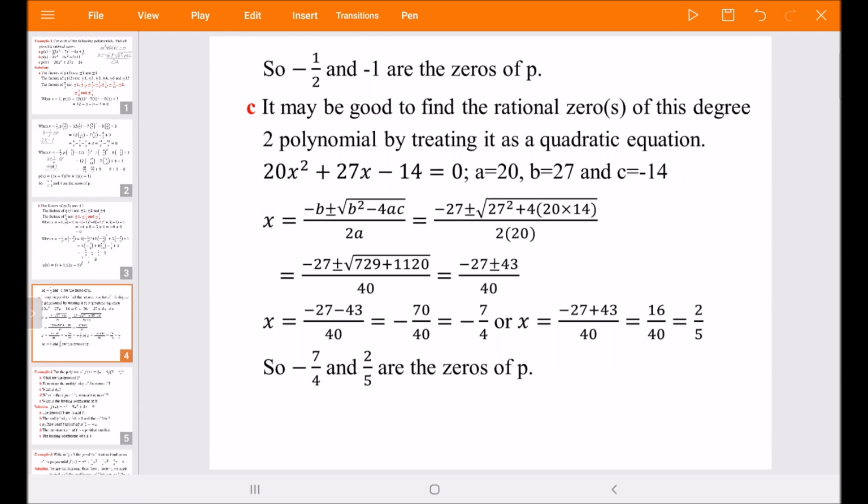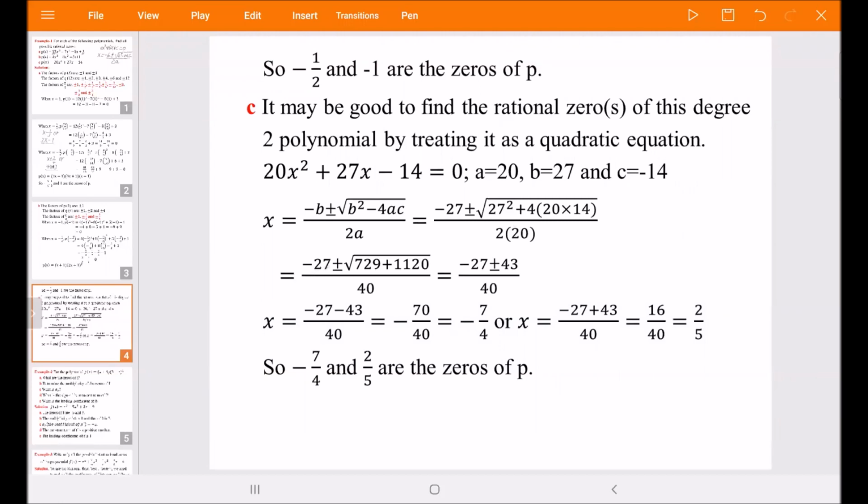So the result is negative B. Because B is a positive number, negative 27 plus or minus the square root of 27 squared plus, this is plus because we have minus 4, and here we have C negative 14. Negative times negative is positive. So 4 times 20 times 14 over 2a, 2 times 20.